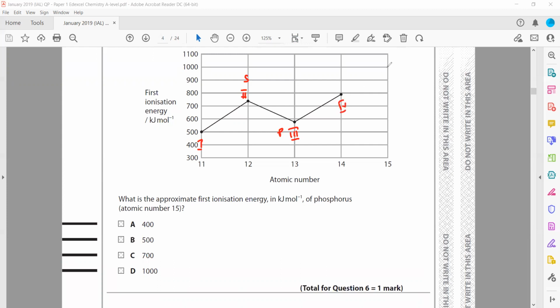Then group 5 will have more, so it follows a trend. And if there was an element from group 6, then it will be smaller. Why? What is the reason for the difference between group 5 and 6? Group 5 means p3, so the electrons occupy the orbitals singly, whereas group 6 means p4, where there is a pair of electrons in one of the orbitals, which has more repulsion. That's why it is easier to remove an electron. They are asking for group 5, so it should be higher. That's why D is the right answer.